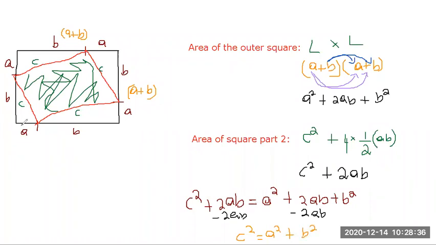And there you have it. That's what a proof is, where you go through and you try and figure out why is it that c squared is equal to a squared plus b squared.